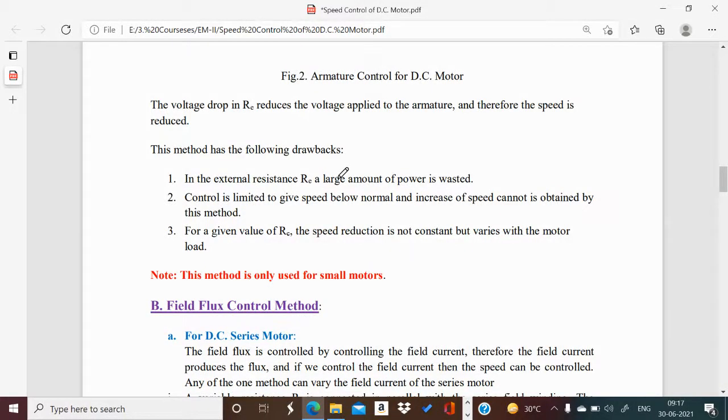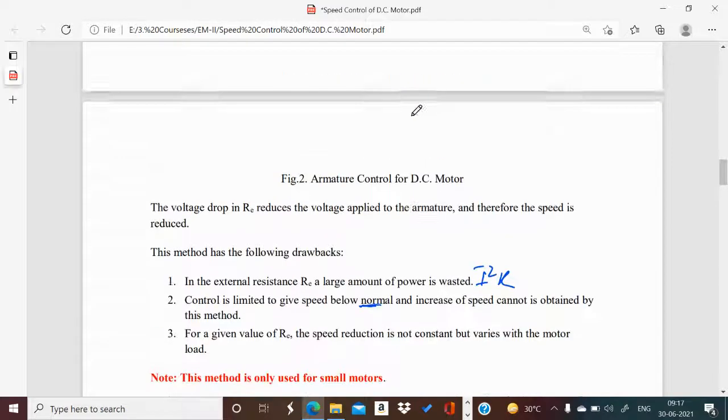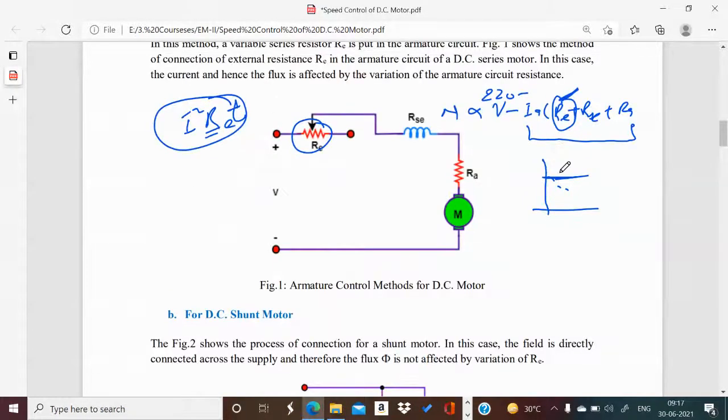In the external resistance Re, a large amount of power is wasted, and that power is I square R. That power is being wasted. Control is limited to giving speed below normal speed, or we can say base speed, and an increase in speed cannot be obtained in this method. See this, as I showed earlier, speed control is only possible below base speed. Your speed keeps decreasing; it will not go upward.